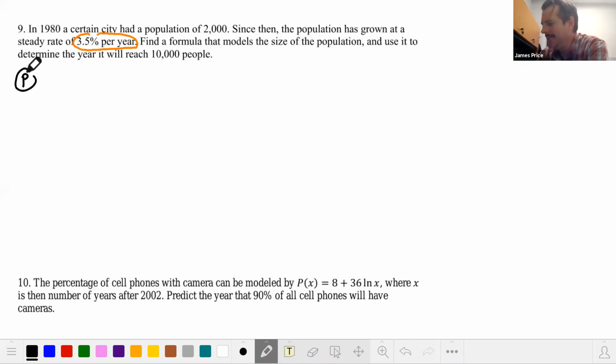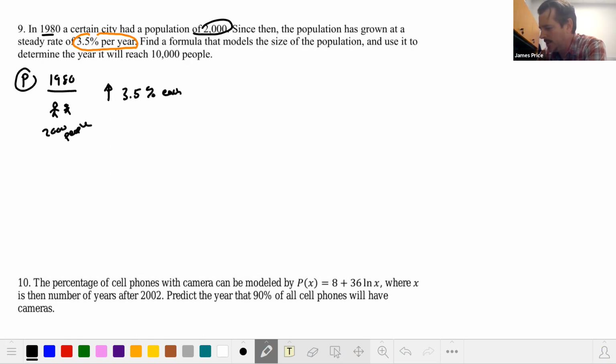It says in 1980, so I'll write 1980, a certain city had a population of 2,000 people. So in 1980, you have a bunch of people here, my population. So just write 2,000 people. The population has grown at a steady rate of 3.5%, so it's increasing 3.5% each year. Find a formula that models the size of the population, and then use it to determine the year it will reach 10,000 people. So what do I want to find?